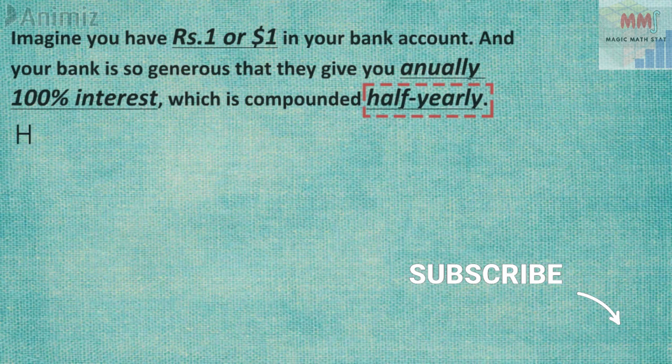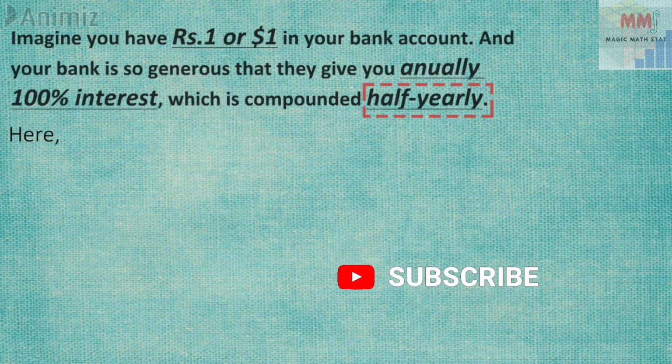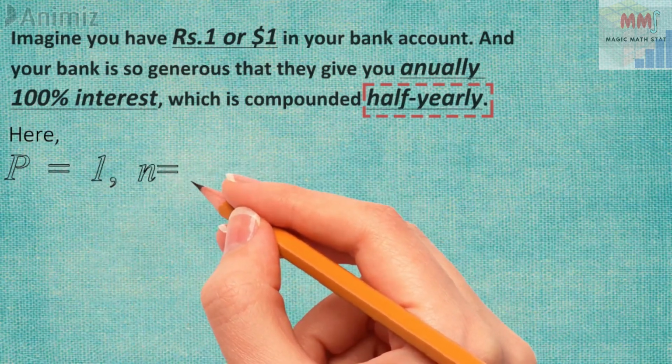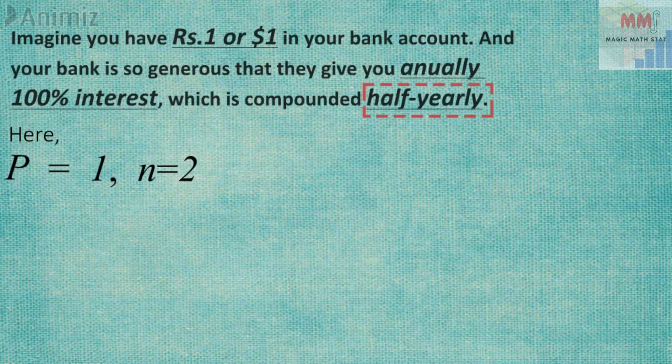Our initial amount is 1 rupee or $1, so P equals 1. That stays the same. But now, since the interest is compounded half yearly, one time period is made of 6 months. So in a year, we get 2 time periods. So put n equals 2.